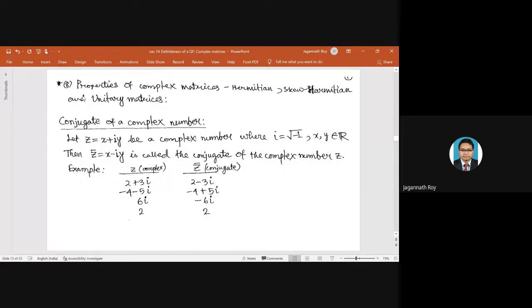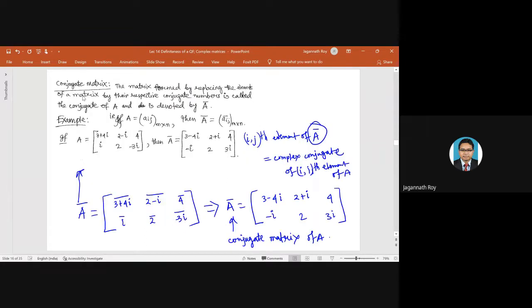So just to recall, if we have Z, a complex number with the notation i equals root over minus 1, then the conjugate of 2 plus 3i will be 2 minus 3i. Similarly, the conjugate of this number will be of this form, and the conjugate of a real number is nothing but itself. So these are basic concepts to study the properties of complex matrices.